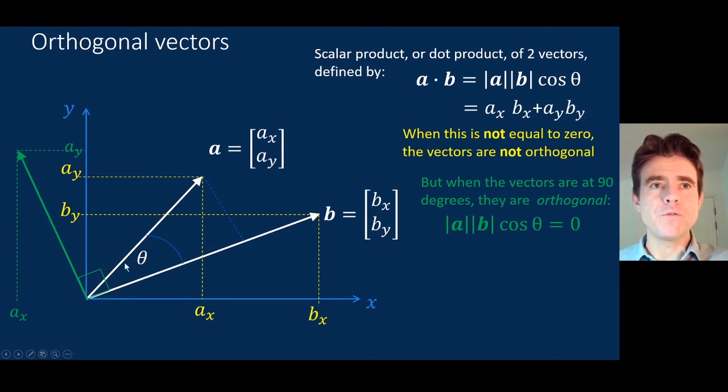These are now orthogonal vectors because when you plug in 90 degrees or pi over 2 into the cosine, that is now equal to 0, and so whatever the magnitude of those two vectors is, it's multiplied by 0, so that outcome is 0, and that by definition means they are orthogonal, and here geometrically you can see why that is the case.